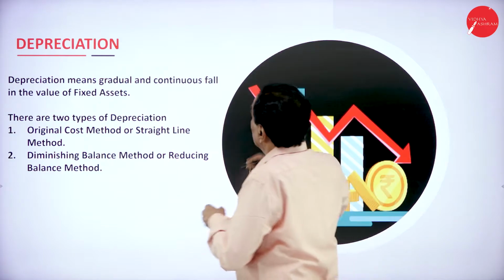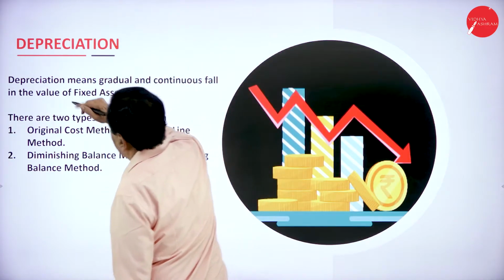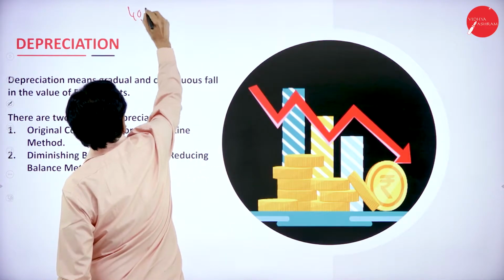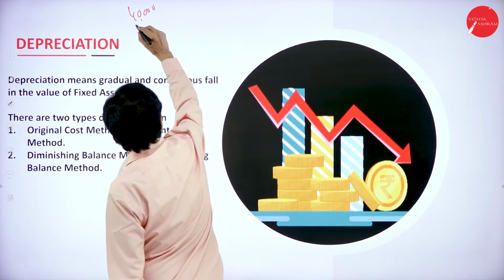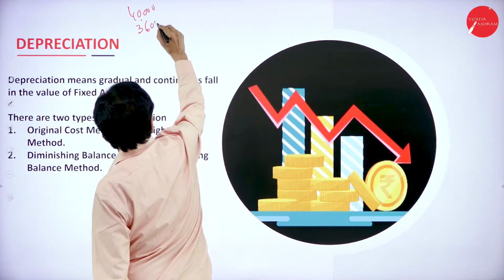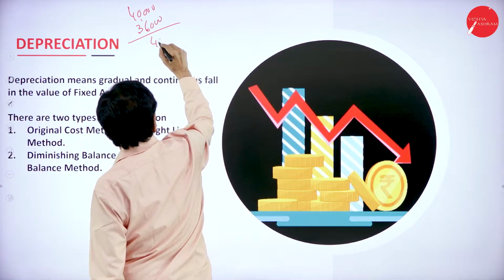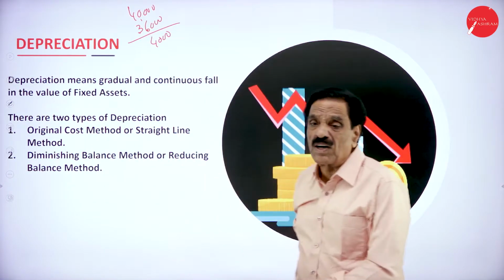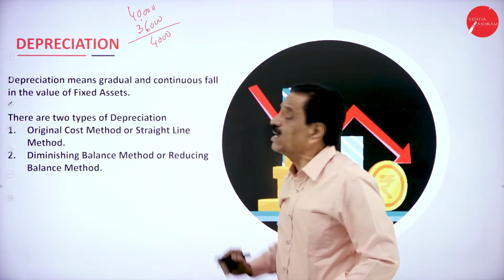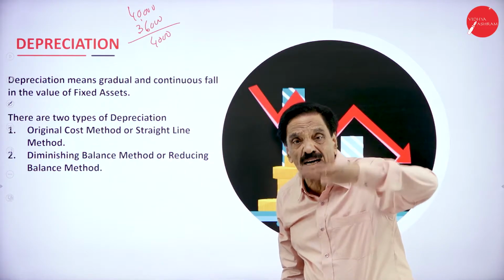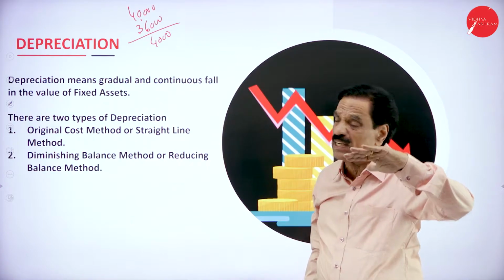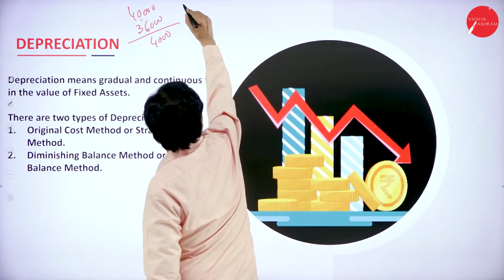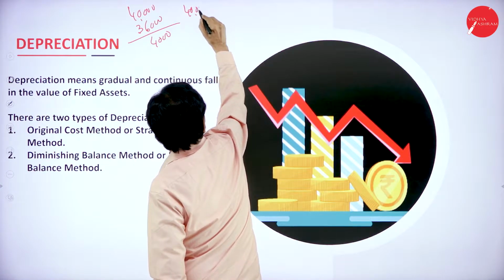For example, if the cost of the machinery is 40,000 and today it is valued at rupees 36,000, how much has come down? 4,000, which is called depreciation. What's your original value? 40,000. What is today's value? 36,000. How much has come down? 4,000 is called depreciation.